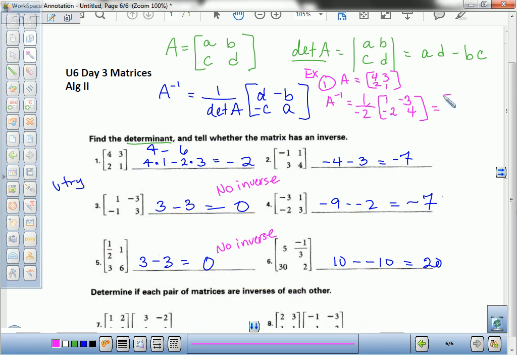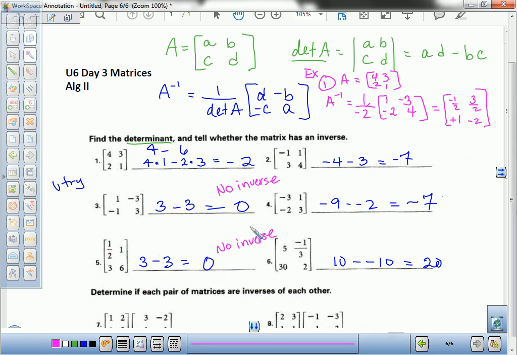So 1 times -1/2 is -1/2. -3 times -1/2 becomes a positive 3/2. -2 times -1/2 is positive 1. And then 4 times -1/2 is -2.